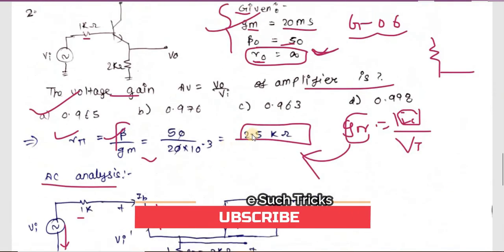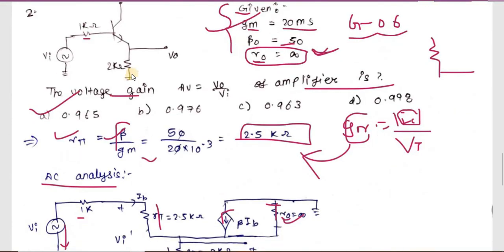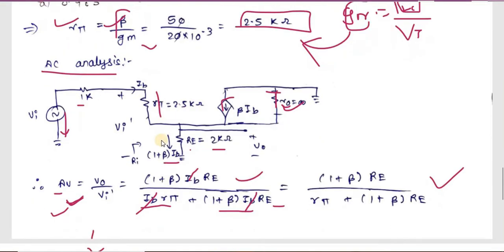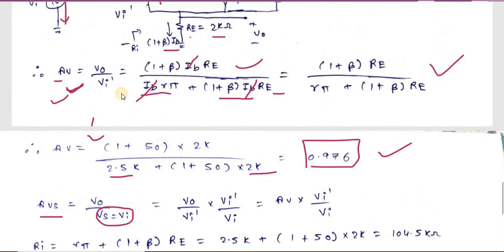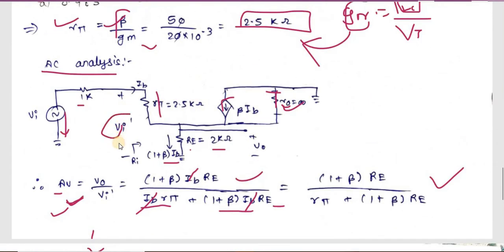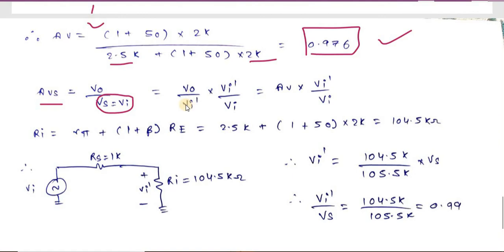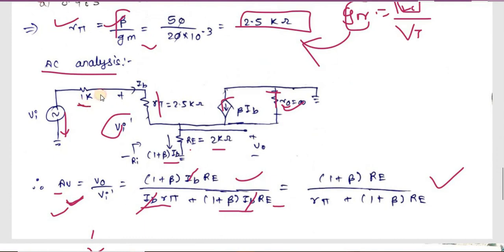Okay, but in the question we have to find VO by VI, basically the overall voltage gain, which we call AVS, VO by VS. In the sum it is mentioned VS is nothing but VI. That's why we have used the internal voltage as VI dash. So AVS we can write as VO by VI dash into VI dash by VI. We have not done this in our previous question, because there was no RS. But here we have RS present, so we have to find this VI dash.